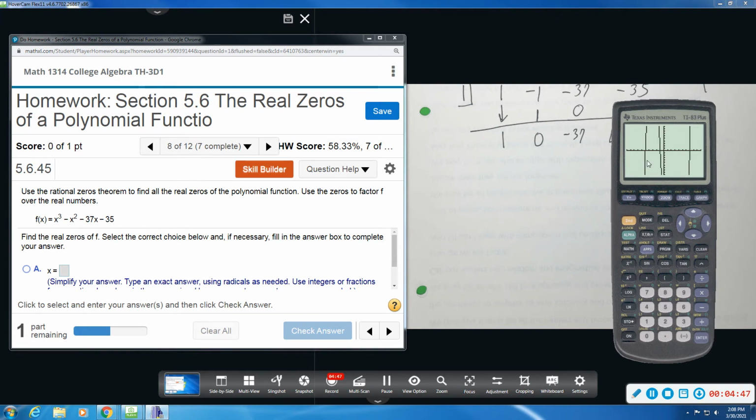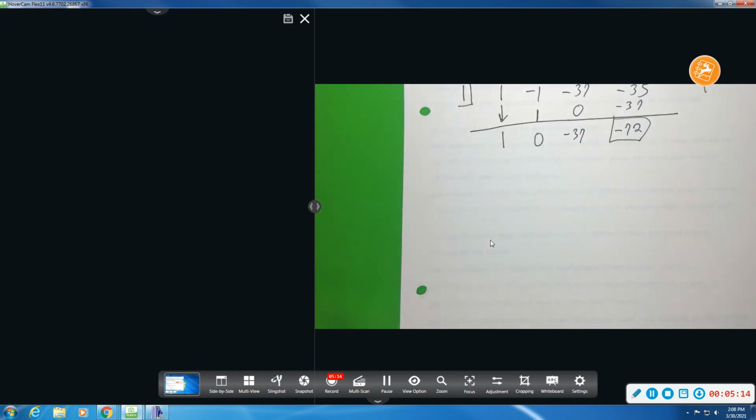Okay, and I see it crosses 3 times. Let me see if I can kind of count. So this first one looks like negative 1. So I'm going to try negative 1. And then we have negative 1, -3, -4. It looks like -5. So -1, -5, and this number is positive 1, 2, 3, 4, 5, 6, 7. Okay, so from the calculator it gives you a good indication of about which ones to try.